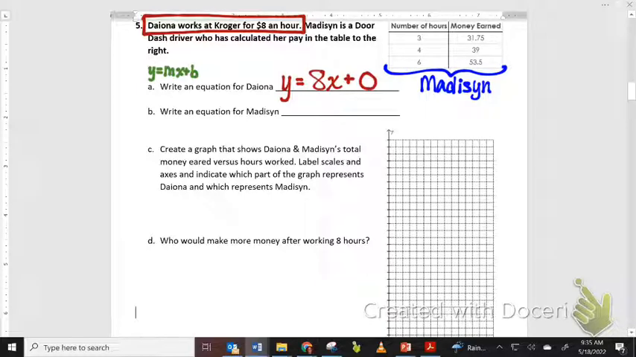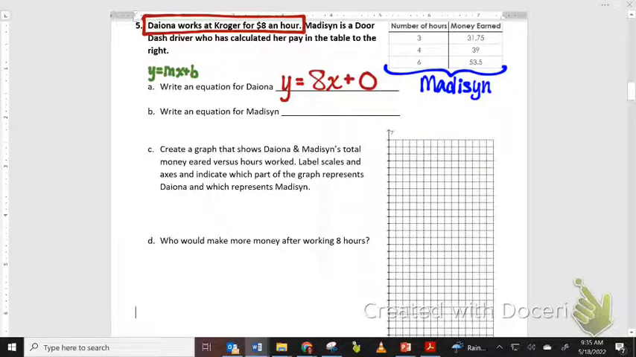All right, so there's Diana. We need to write an equation similar to this for Madison. So how am I going to do that for Madison? Same kind of thing. How much is she getting paid each hour? It's $32, then $39, and then $50.